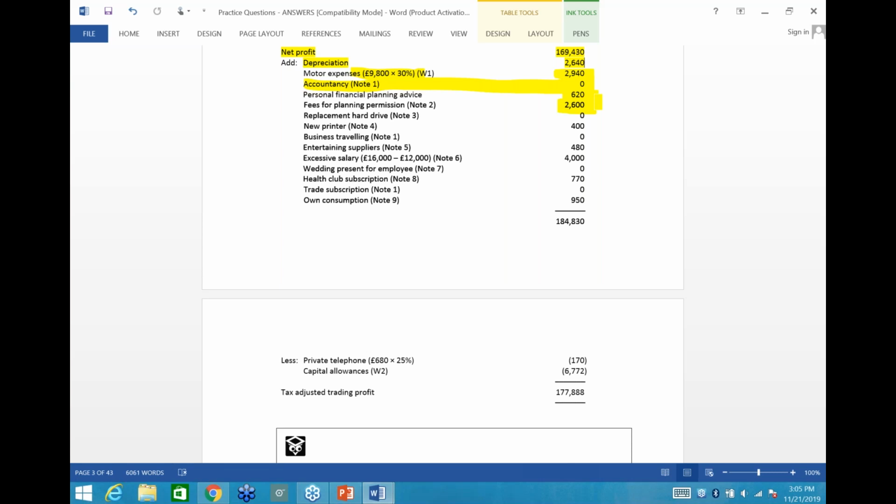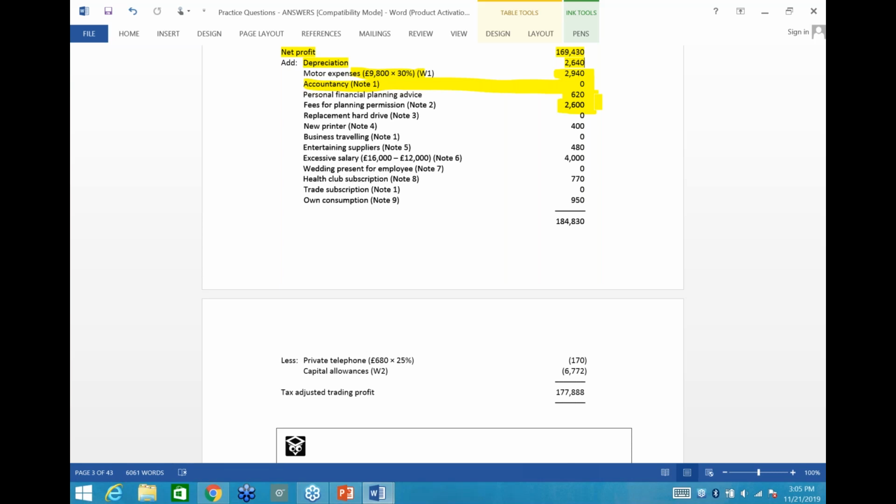Now, in this instance, you have to be careful. When it comes to repairs and renewals, if it is a replacement, you need to check whether you have replaced the whole asset. If you have replaced the whole asset, then it is actually a capital expenditure and not an allowable expenditure. You need to add it back. But if you have replaced part of an asset, not the whole asset, then it is an allowable expenditure. But if you have bought something for the first time, then it's a capital expenditure not allowed.